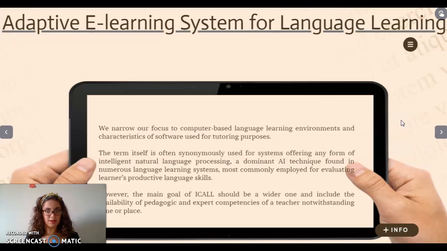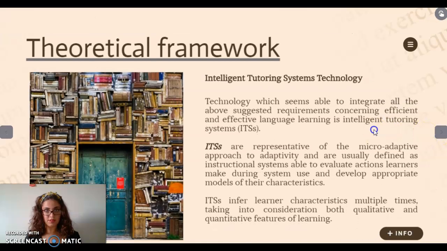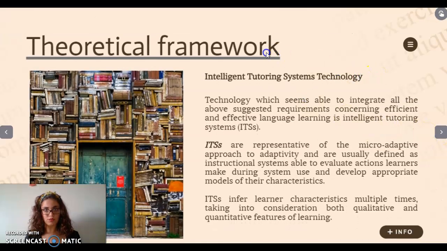It's really for learning skills. There is adaptive learning. We will maybe speak soon about this topic with Nurgül. And intelligent tutoring systems technology. I will just say the technology which seems able to integrate all the above suggested requirements concerning efficient and effective language learning is intelligent tutoring systems. What is intelligence? What are intelligent tutoring systems?